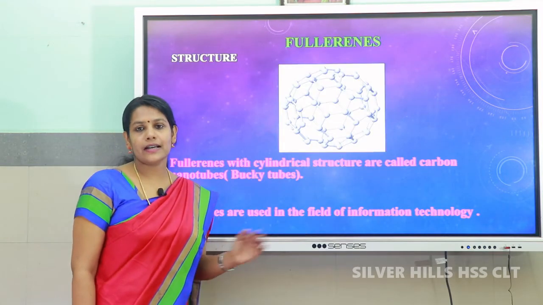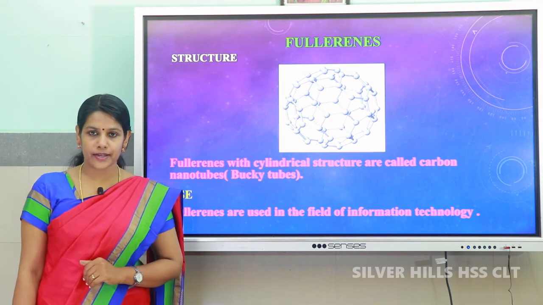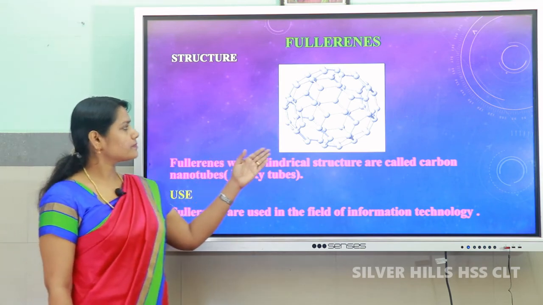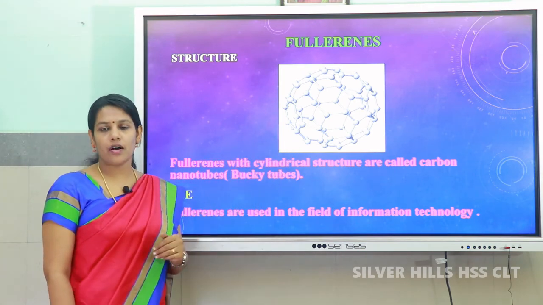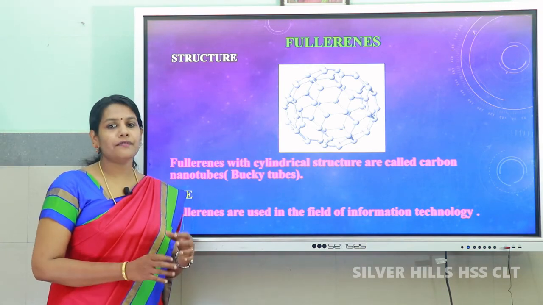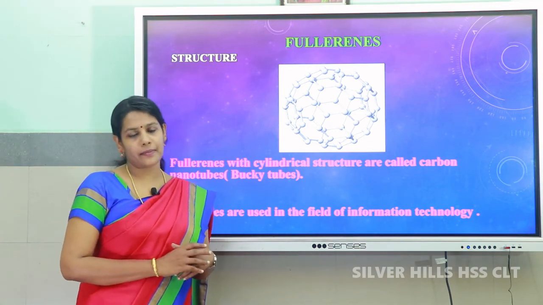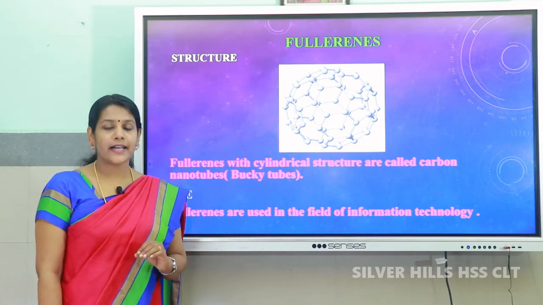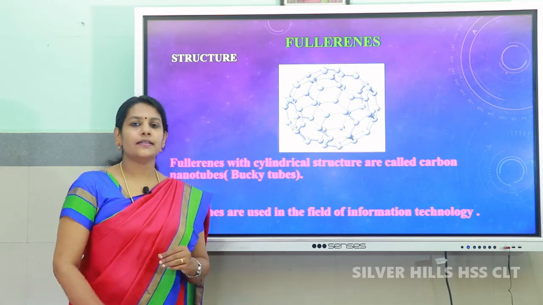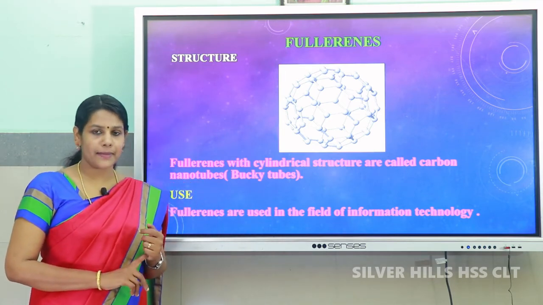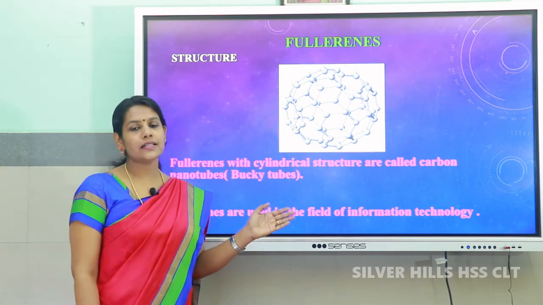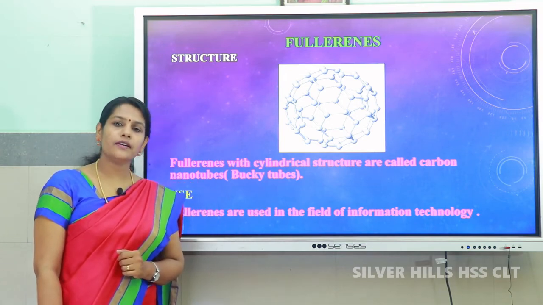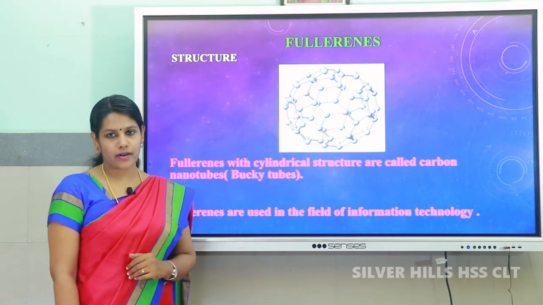Now let us see another allotrope of carbon, that is fullerenes. So this is a structure of a fullerene. Chemically, fullerenes contain large number of carbon atoms. The first fullerene identified is C60. It contains 60 carbon atoms. The structure was established by an American architect, Buckminster Fuller. So fullerenes are often called as buckyballs.